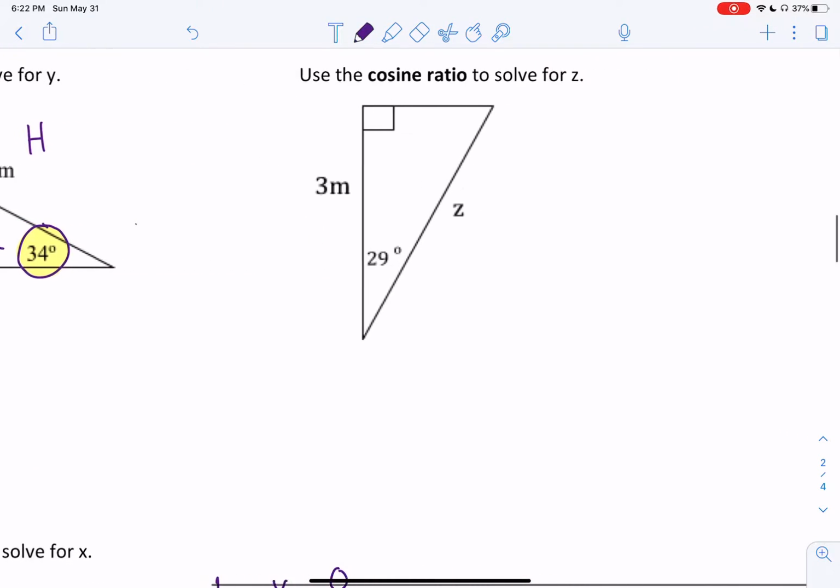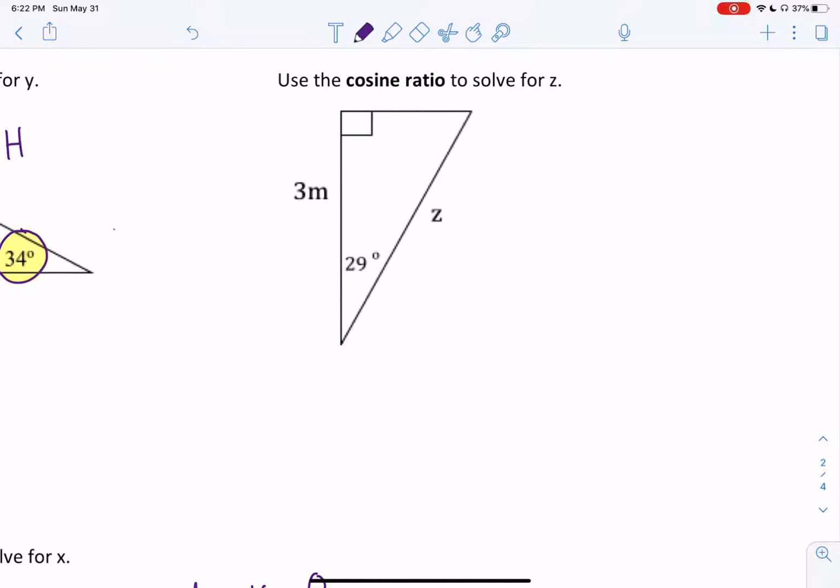So let's try another one all together. Our next triangle over here, we're going to use the cosine ratio this time to solve for z. So we'll start by circling the angle that we're given. Next, we're going to label our triangle, and we only label the sides that we're looking for or the sides that have values. So the first one we'll label is our hypotenuse, which is right across from that right angle. So we write an H. Next, we need to label that side with the 3.